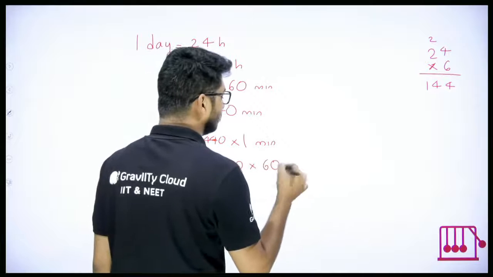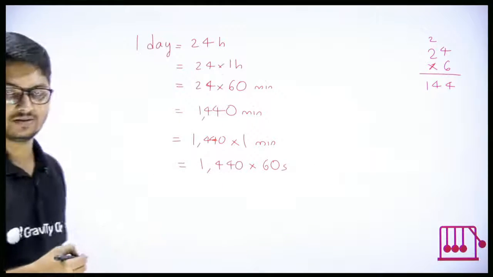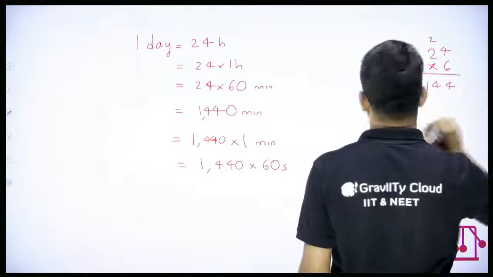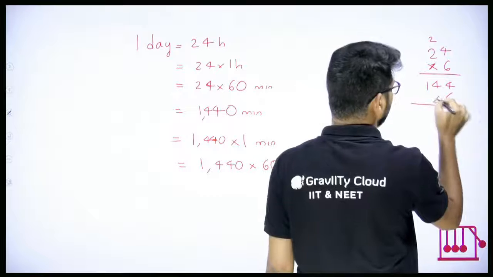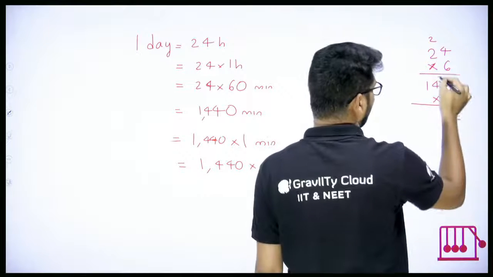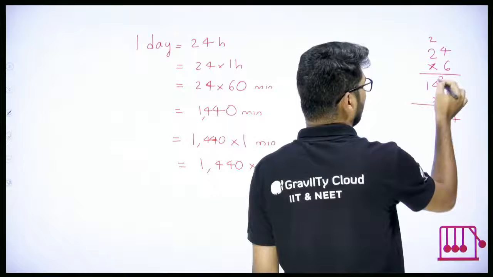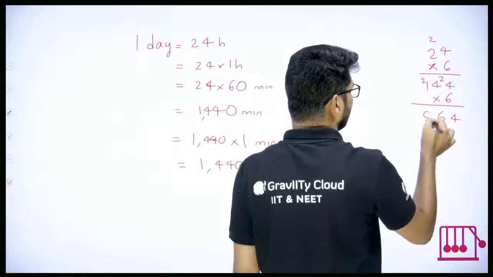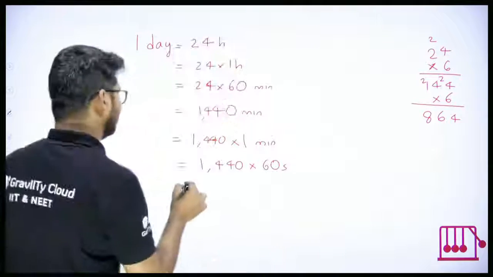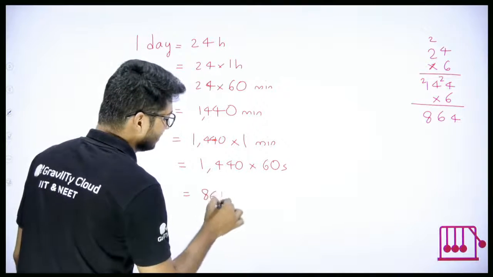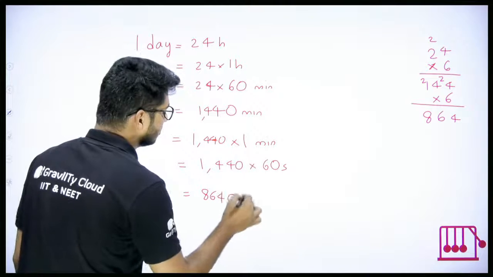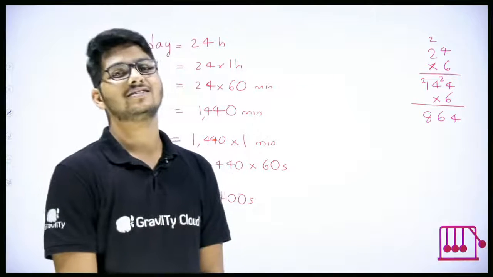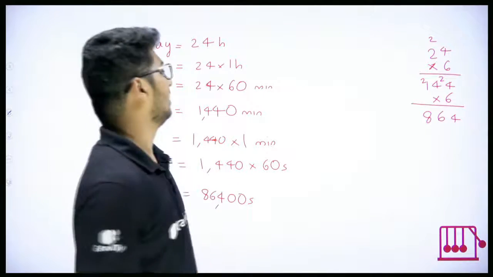1 minute is equal to 60 seconds. That means if I multiply 1440 with 60, or 144 into 6, 6 4 24, 2 carry, 6 4 24, 24 plus 2 26, 2 carry, 6 into 1 6, 6 plus 2 8. That is 864, 864, and you have 2 zeros. So it is 86,400 seconds.